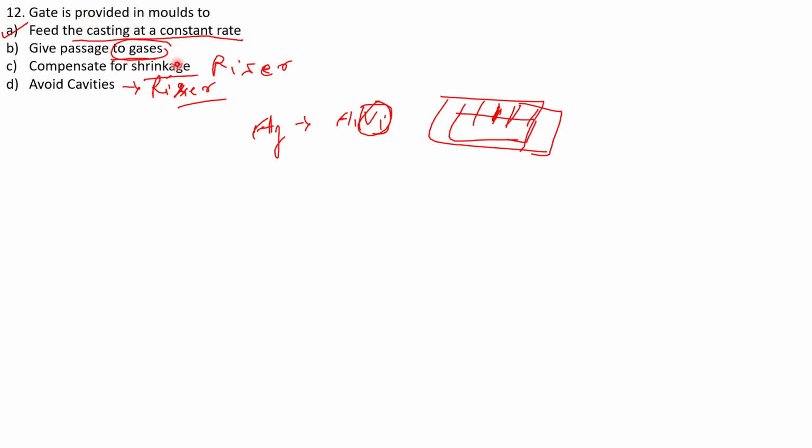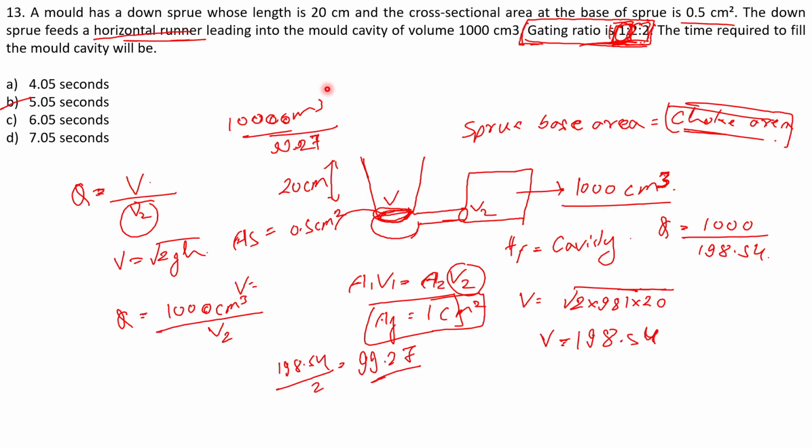Then we don't need to provide any gating system. The sprue can act as a riser system, so it can compensate shrinkage also. Avoid cavities? No, gate cannot be used to avoid cavity. So gate is provided in the molds only to feed the casting at a constant rate. That is the answer. Then coming to next question, we have discussed numerical.